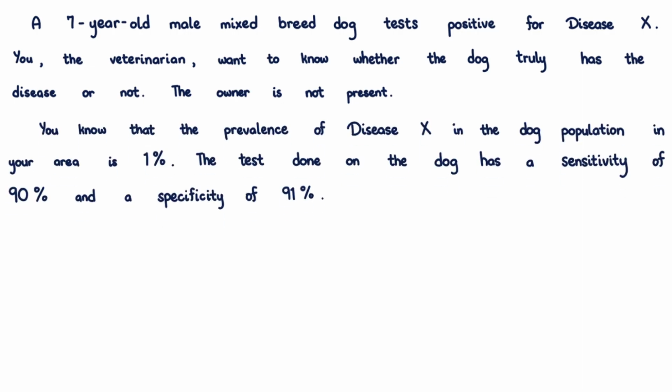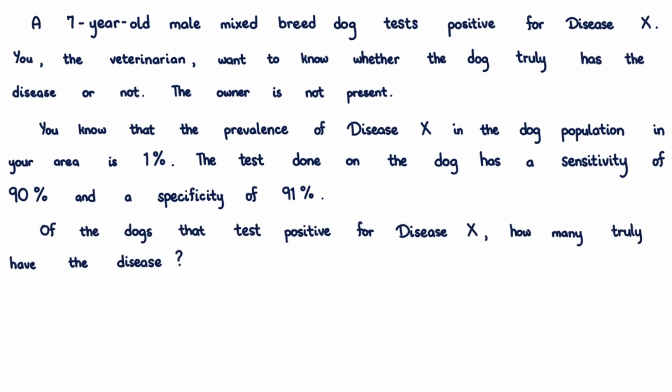You know that the prevalence of disease X in the dog population in your area is 1%. The test done on the dog has a sensitivity of 90% and a specificity of 91%. Of the dogs that test positive for disease X, how many truly have the disease?